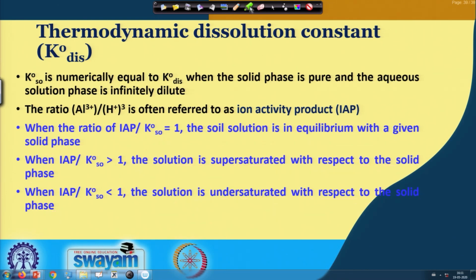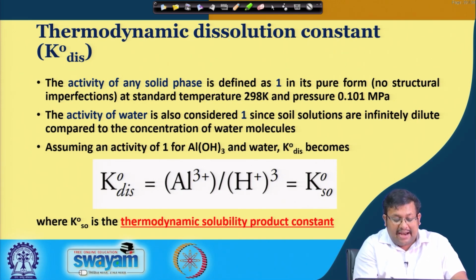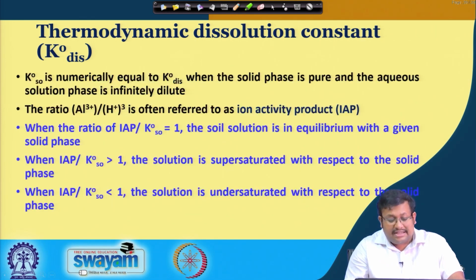So, again, if we go back and see, this is the thermodynamic dissolution constant, and the thermodynamic dissolution constant can be represented in this simplified form as a solubility product constant when the activity of the solid phase is 1 and the activity of the solution phase is 1 because it is dilute. Then we can see that in this condition these two constants, the thermodynamic dissolution constant and the solubility product constant, are the same.